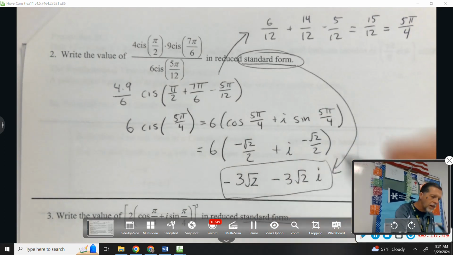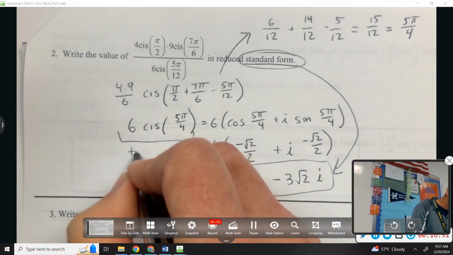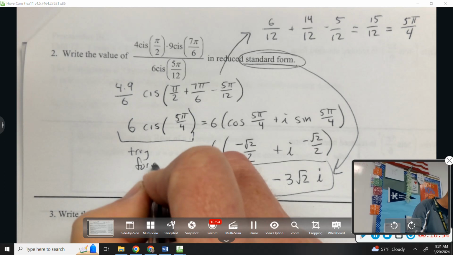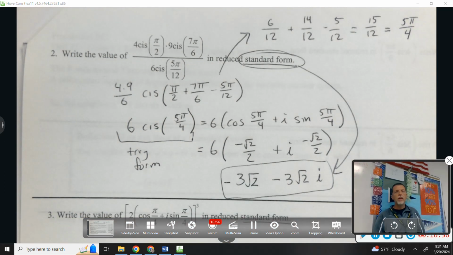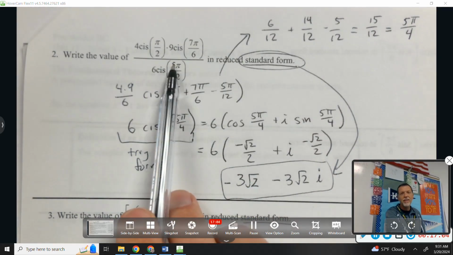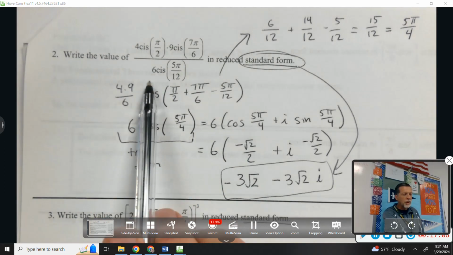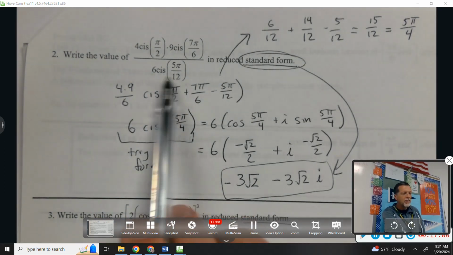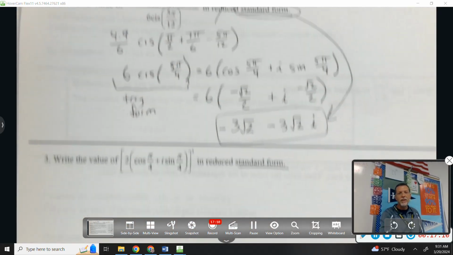Standard form as opposed to trig form. That one was definitely easier not doing the a plus bi first, right? Because that would have been a real mess to do that. But when we know that we can multiply the r's and add or subtract the angles, it goes fairly quickly.